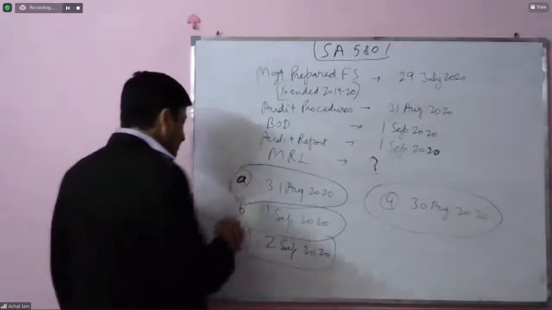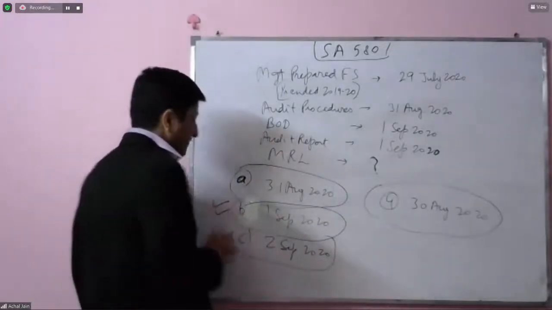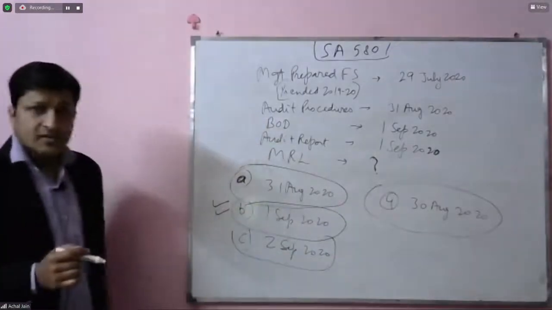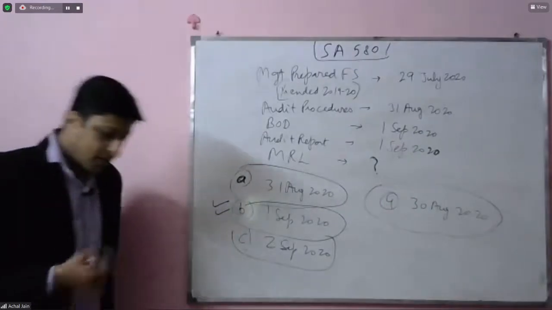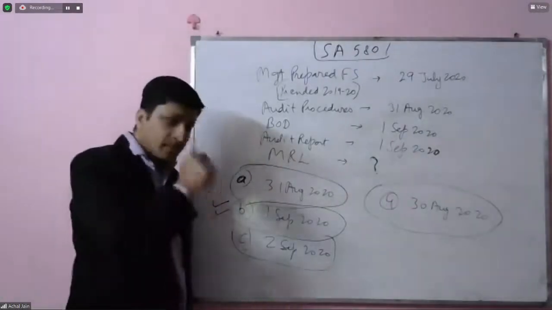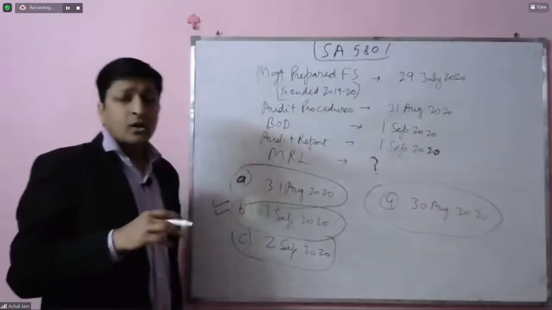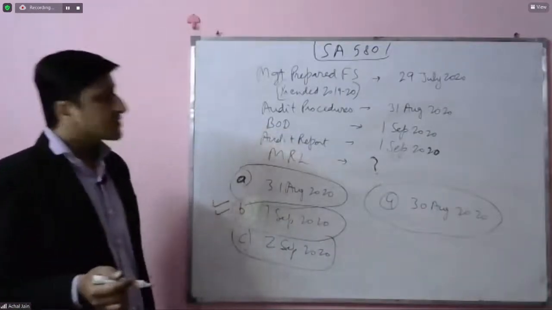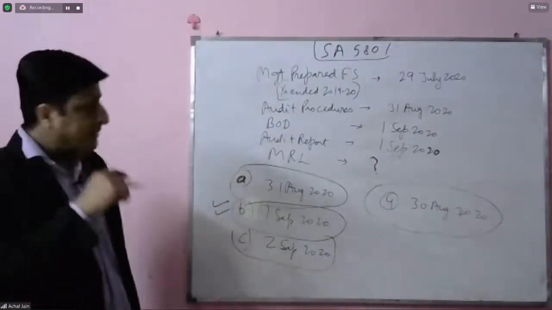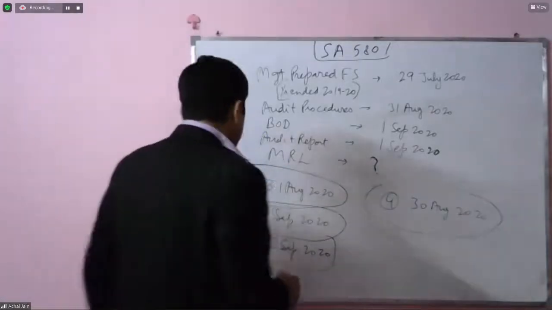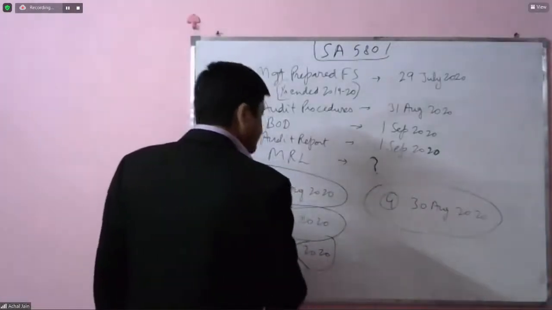Jay is saying it should be option number B. So let's try to understand this. Now the standard says that the rep letter should not be the one which comes after the date of the auditor's report. That means 2nd September is not possible.